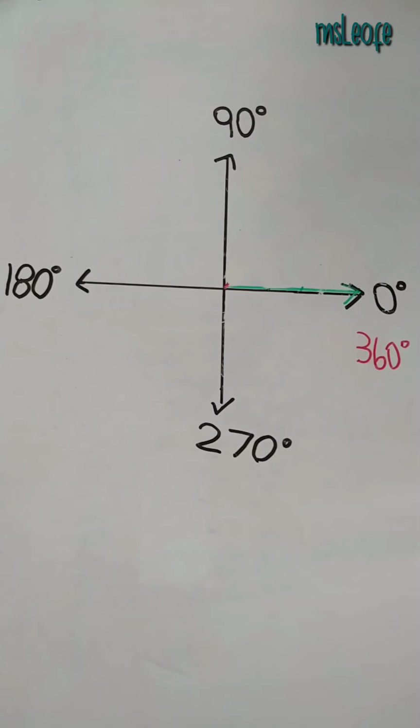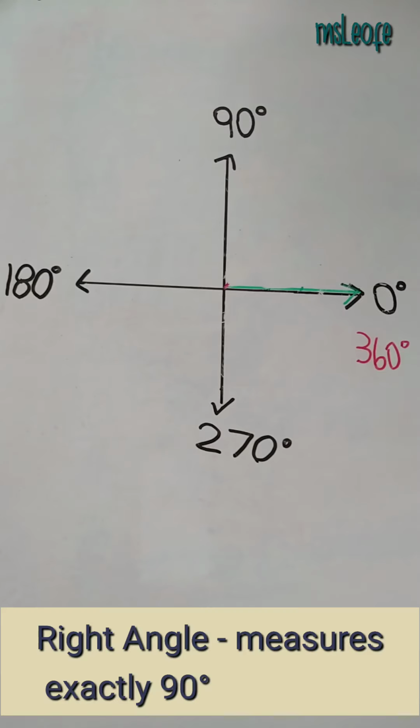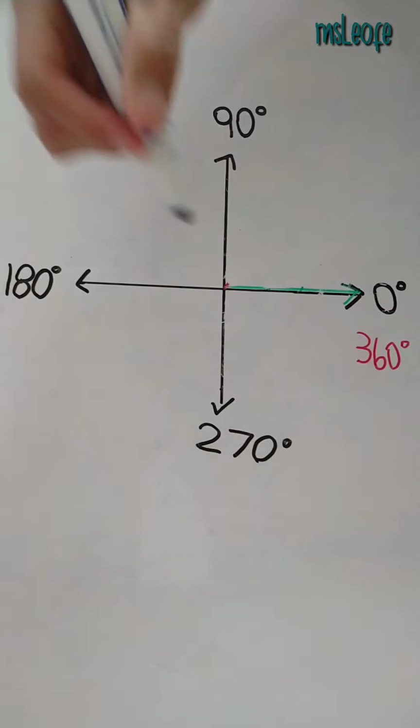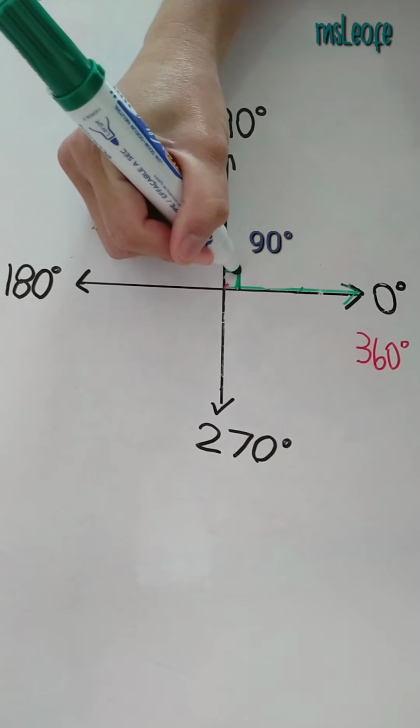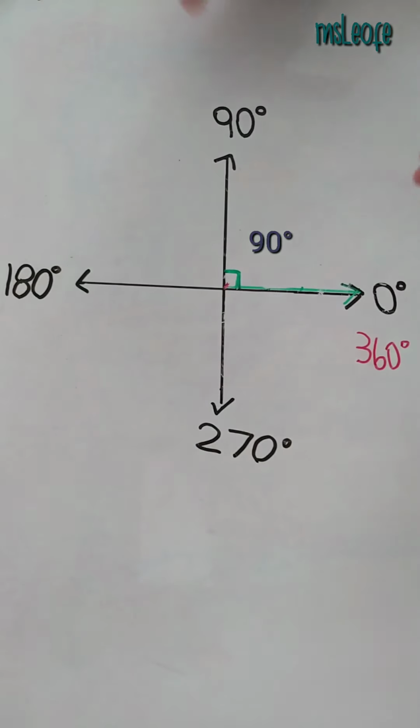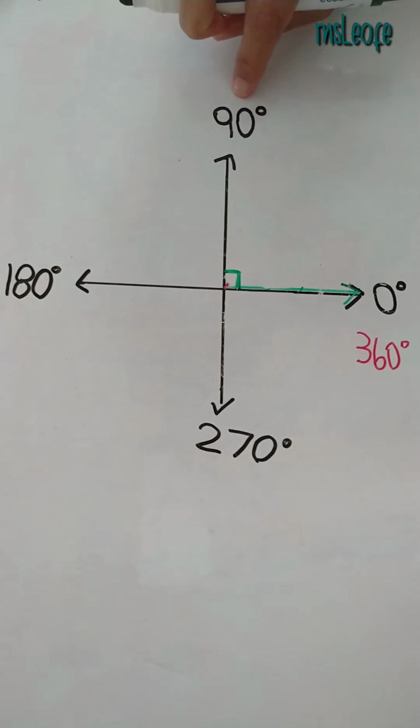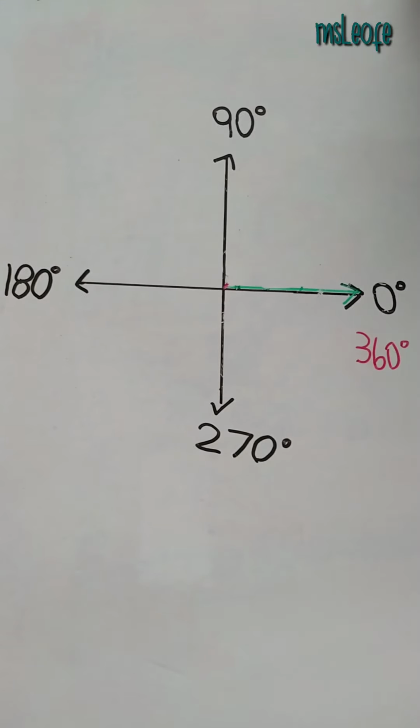The second type of angle is the right angle. This type of angle has only one measure, and that is 90 degrees. All right angles have a measure of 90 degrees. Normally, we put a square to mean that we have formed a right angle, which has a measure of 90 degrees.